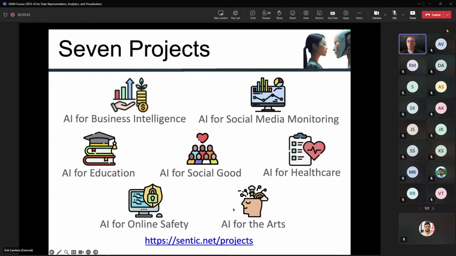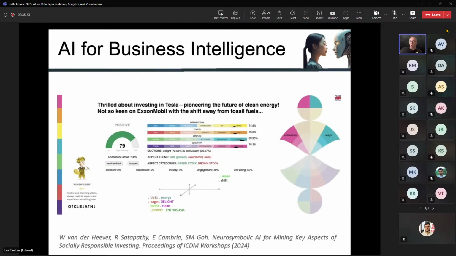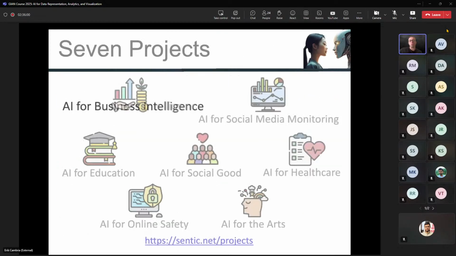To conclude, I also want to list a few of the projects that we're currently working on. Obviously, working on sentiment analysis, we use a lot of these for business intelligence. We have some recent works on socially responsible investing, but also corporate sustainability. So if you're interested in these topics, you can take a look at those.